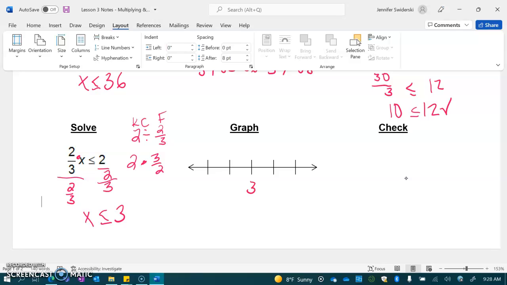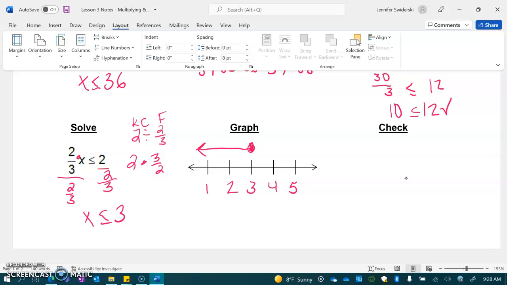I'm going to go in and graph this. So here's my 3. I'll have 1, 2, 3, 4, 5. My circle is at 3. Is it open or closed? Well, it's closed because it's or equal to, and it's going to the left.